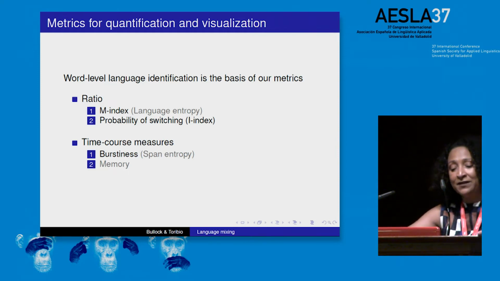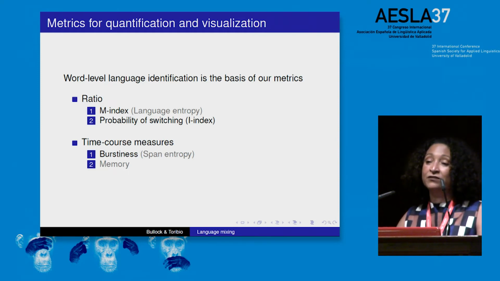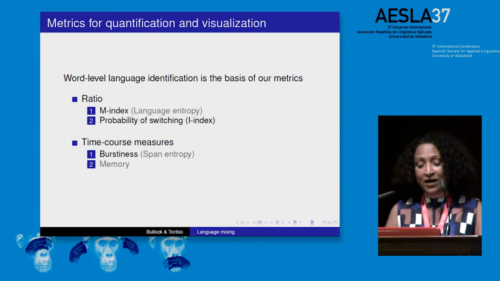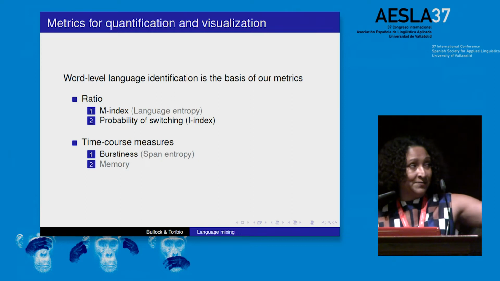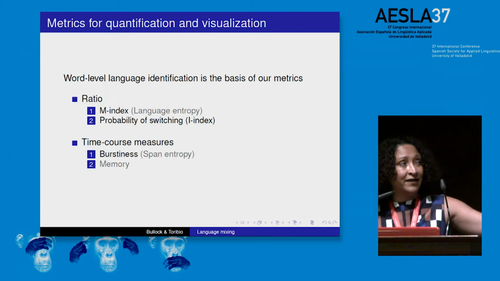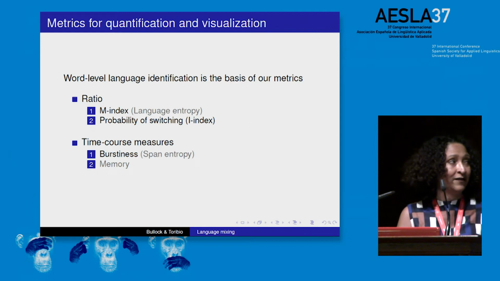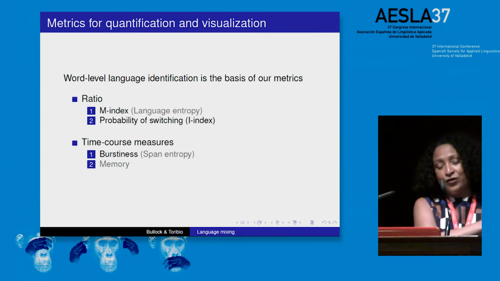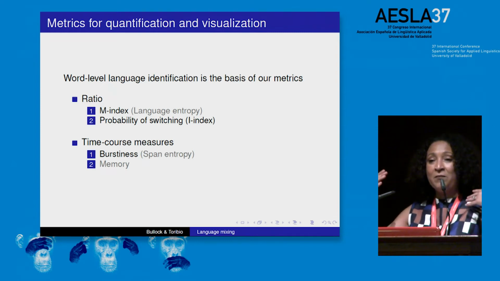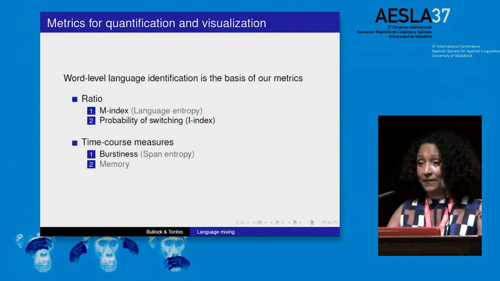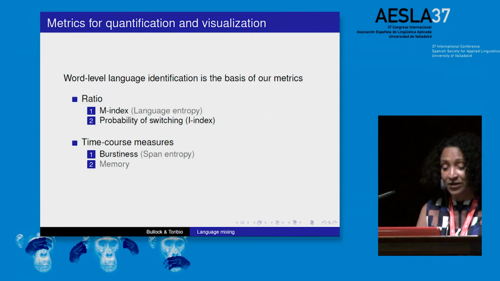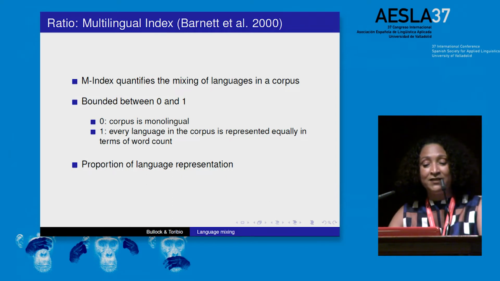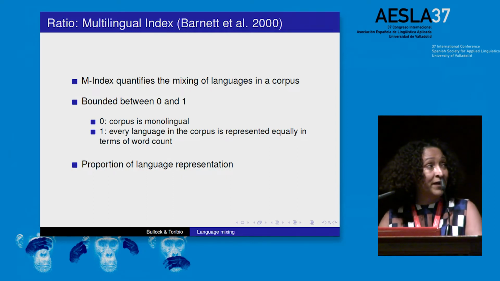The metrics are of two types. One type has to do with ratio, right? So the relative presence of one language or another, and I'll explain each one. So the M-index and then the probability of switching, how integrated the languages are. And then we also have time course measures, that is, throughout a text, how are the languages distributed? Okay, how is the switching distributed throughout a text? Let's start with the M-index. This multilingual index is from Barnett et al. We've borrowed it from them.